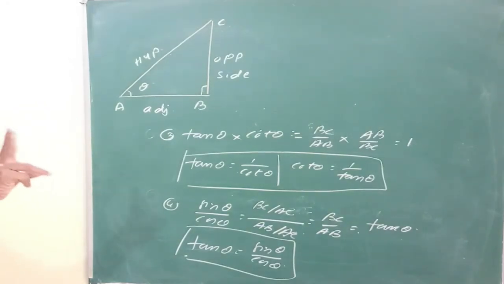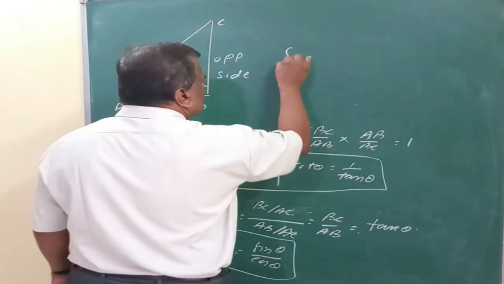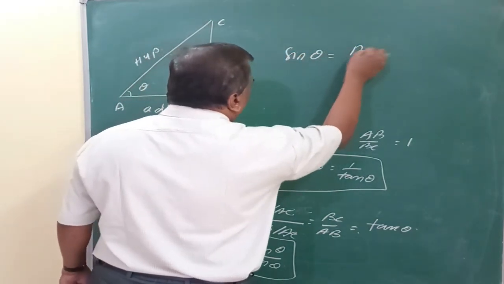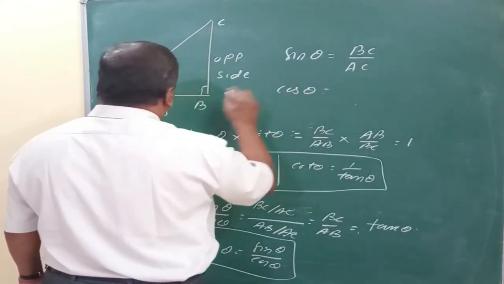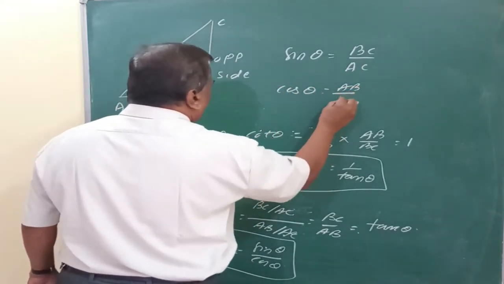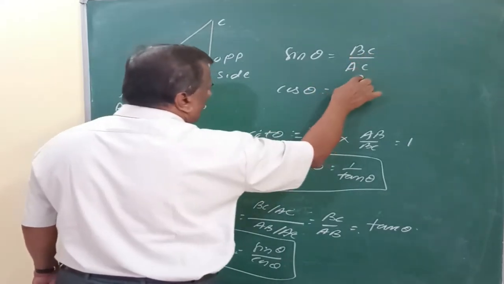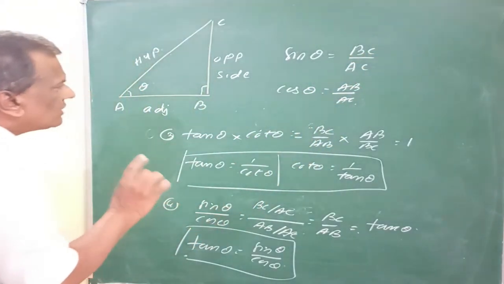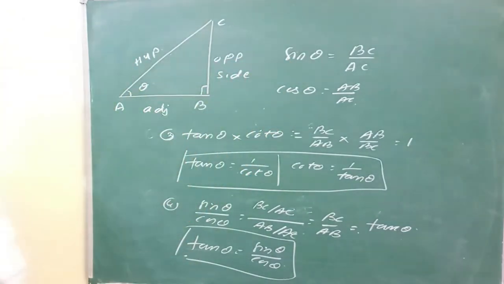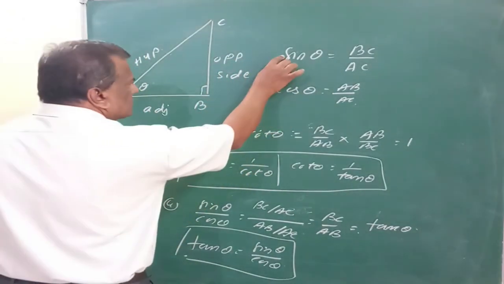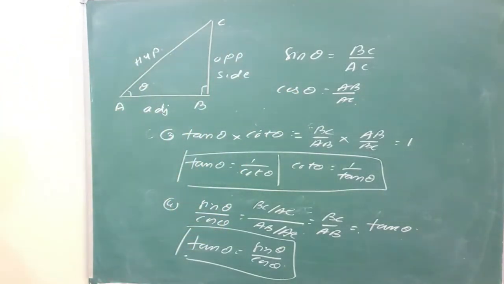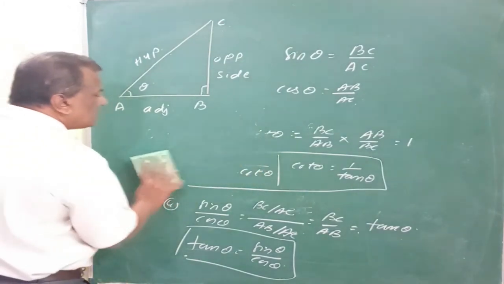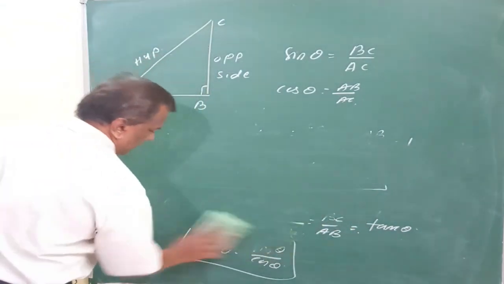So basically there are only two ratios. One is sine, another is cos. Sine theta is BC upon AC, cos theta is AB upon AC. That is opposite upon hypotenuse, adjacent upon hypotenuse. Tan is sine upon cos. Cot is cos upon sine. Sec is 1 upon cos and cosec is 1 upon sine. Please remember the relation between the six ratios. These relations are more important than the definition itself.